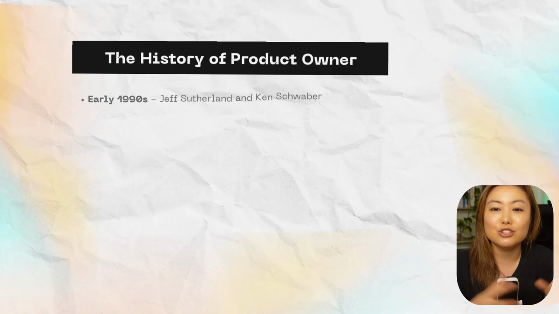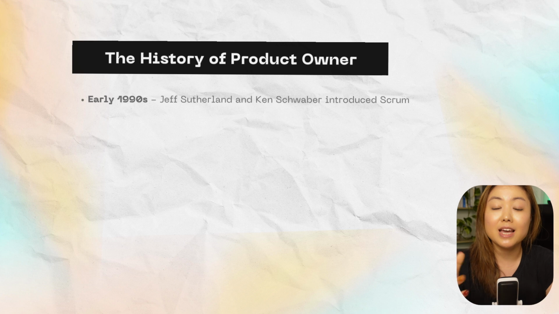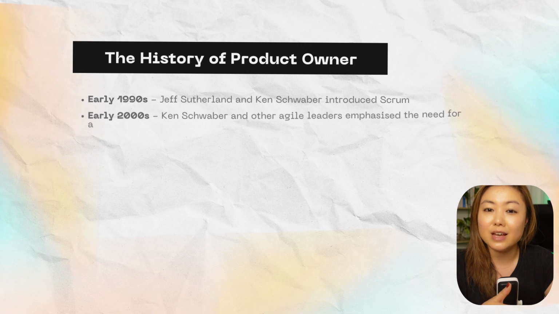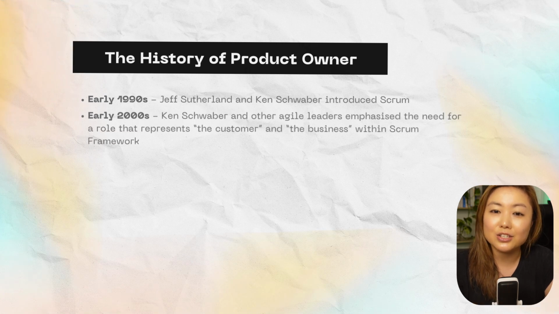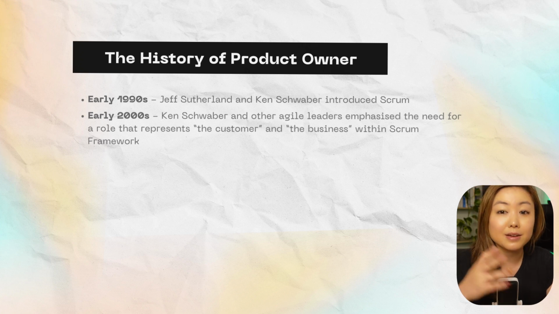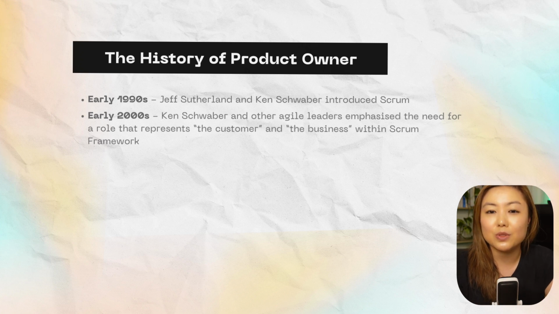Now, if we look at the development of a product owner, it all started with Scrum. In the early 1990s, Jeff Sutherland and Ken Schwaber introduced Scrum as an agile framework for software development. The original Scrum framework did not explicitly define the role of a product owner. In the early 2000s, Ken Schwaber and other agile thought leaders started emphasizing the need for a role that represents the customer and the business interests within the Scrum framework. The term product owner began to gain recognition.